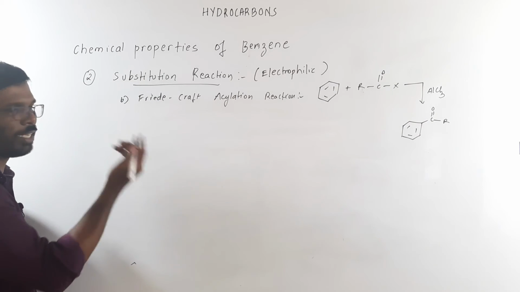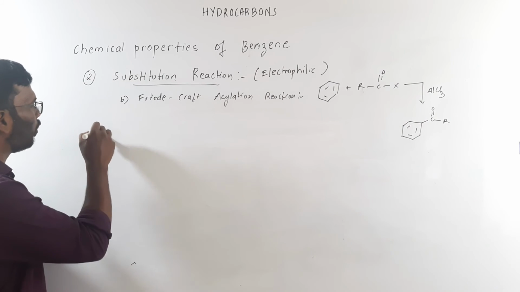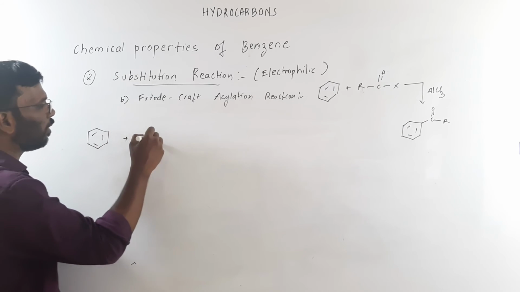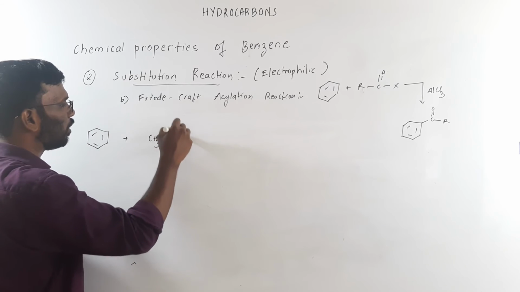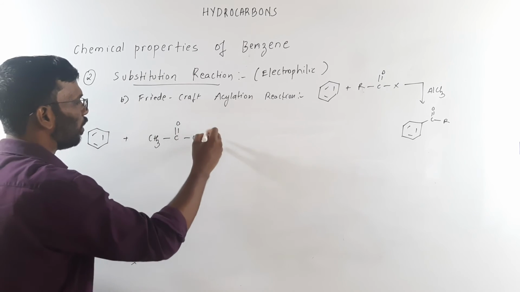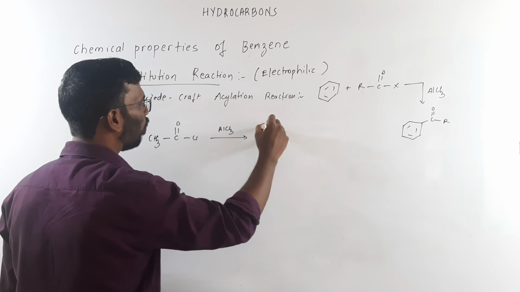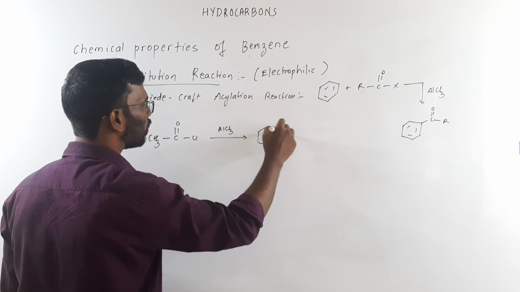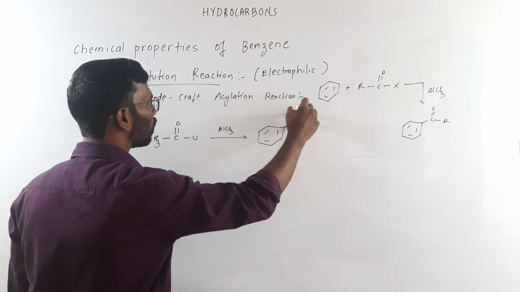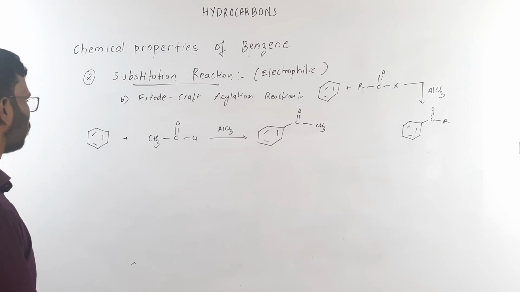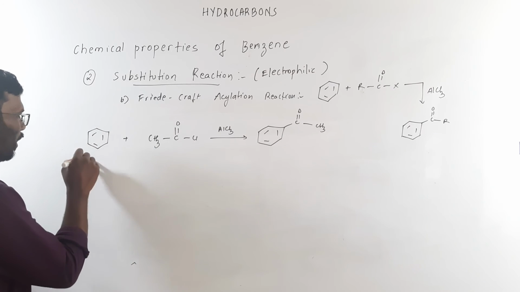Let's understand. Let's take one example for this. This is your benzene, and you are taking a acyl halide of this type, CH3COCl. In the presence of AlCl3, the compound what we are going to get is this, right? Mechanism.